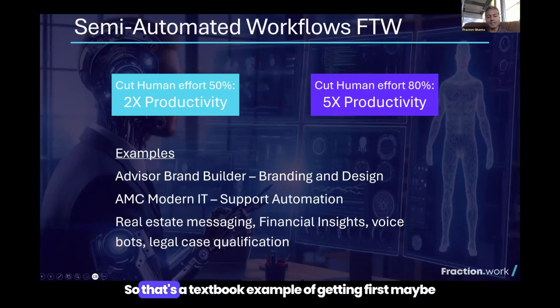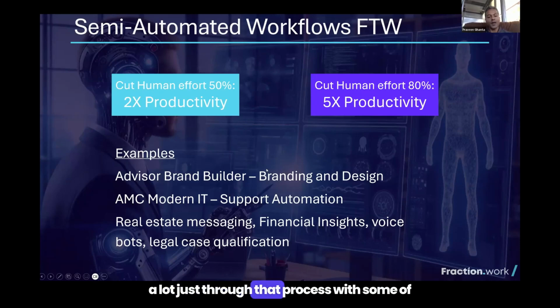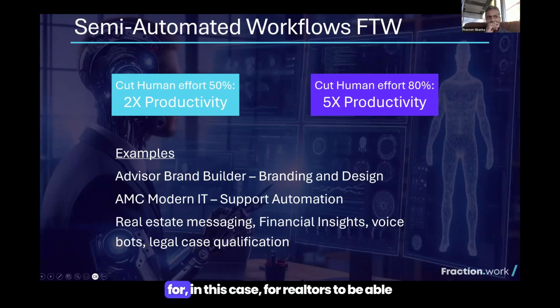So that's a textbook example of getting first maybe 50% productivity improvement, then getting toward 80%, and achieving a lot just through that process. With some of these other ones, whether it's generating messaging, in this case for realtors to be able to message to their clients.